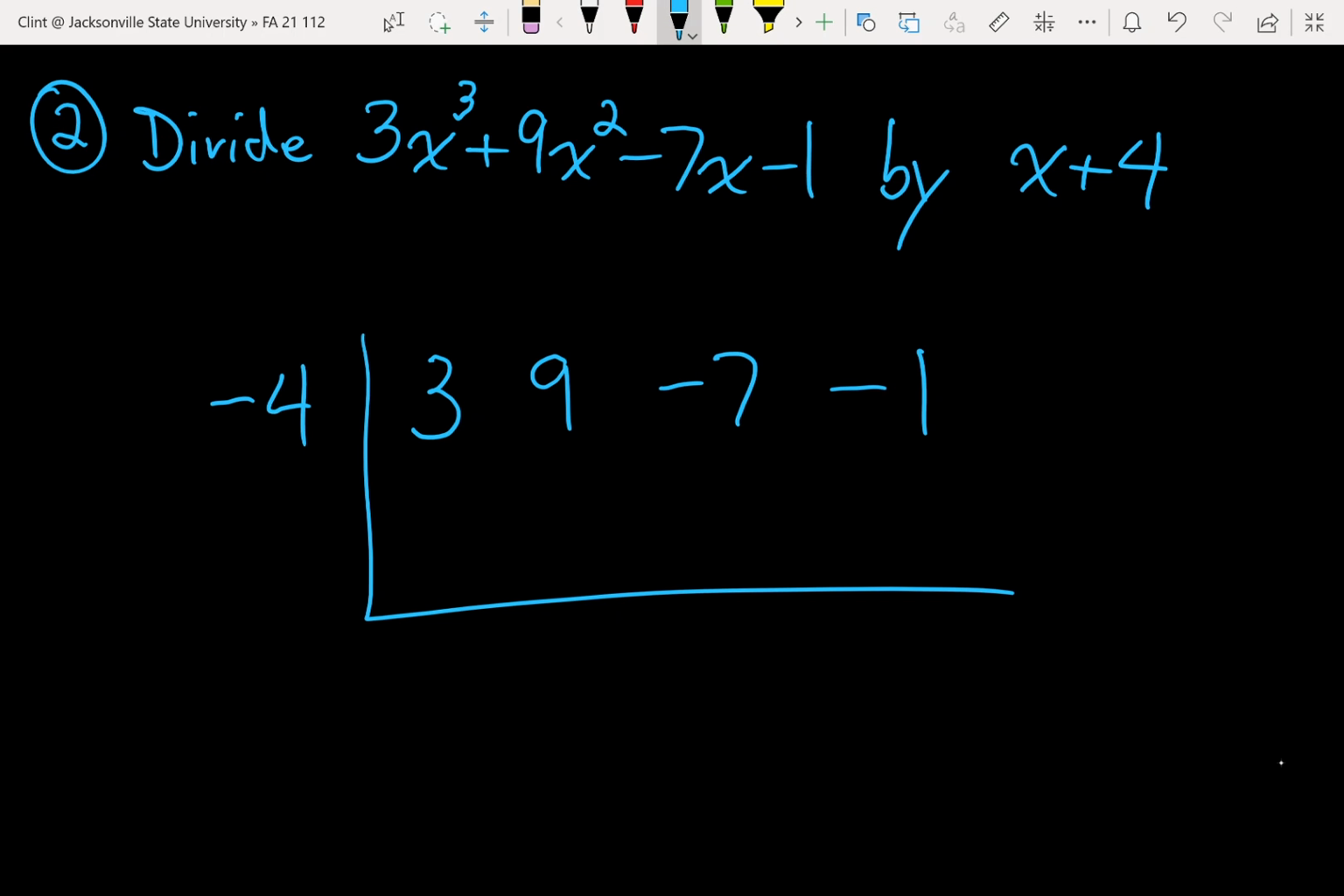Okay. Then we bring down our first coefficient. And then we take our coefficient and multiply it by the number out front. So 3 times -4 is -12. And then we add, so 9 plus -12, we get -3. And do the same thing over again. So -3 times -4 is 12. -7 plus 12 is 5.